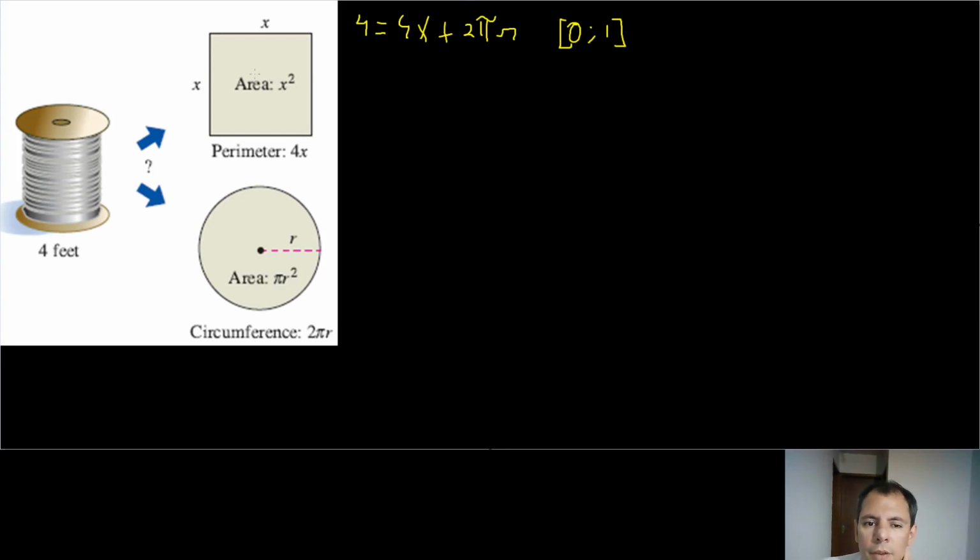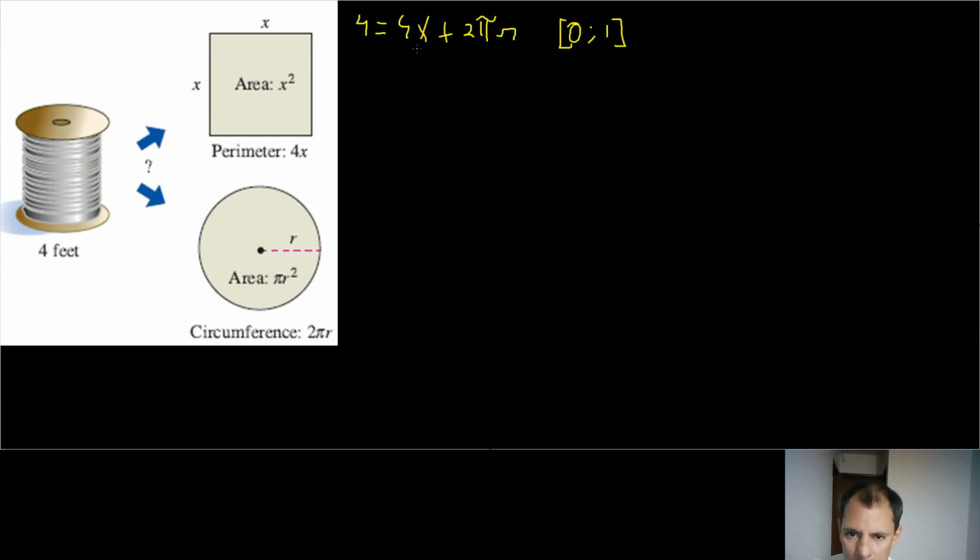That's the problem. You have 4 feet of wire and you have to make a square and/or a circle. So maybe you can only make a square, maybe you can only make a circle, maybe you have to make the square and the circle. And if you do both, how much of the wire are you going to reserve for the square and how much for the circle? So you have 4 feet of wire, so it's going to be 4x plus 2 pi r. Why 4x? Because we have 1x plus 2x plus 3x plus 4x. And plus 2 pi r, because that's the formula of the circumference according to the radius of the circle.